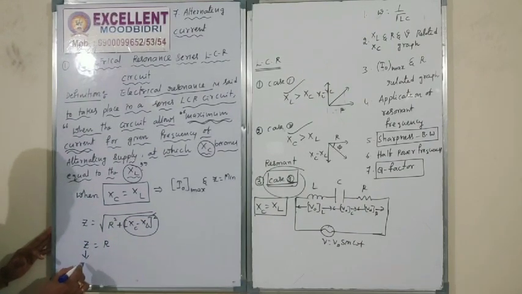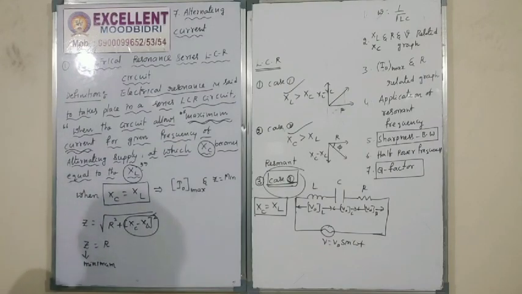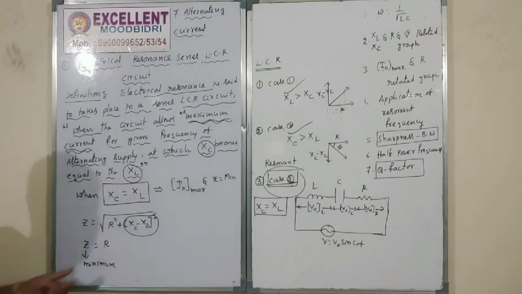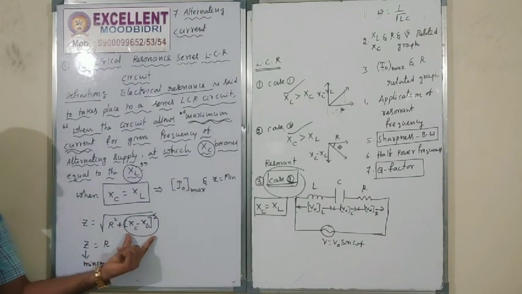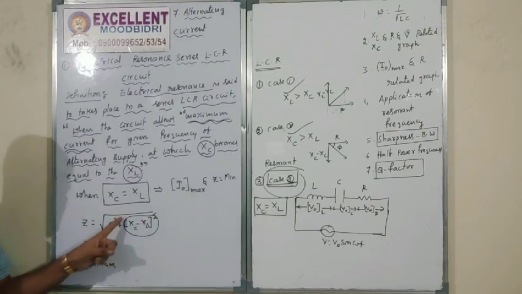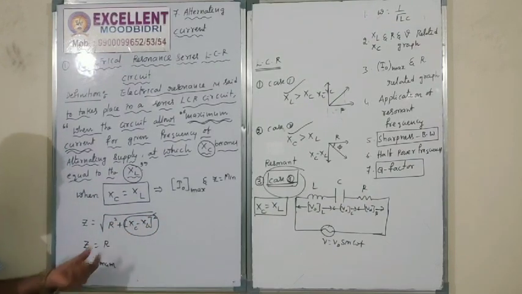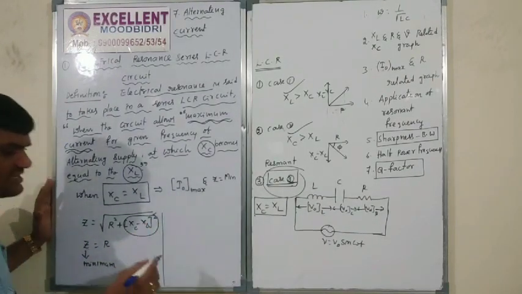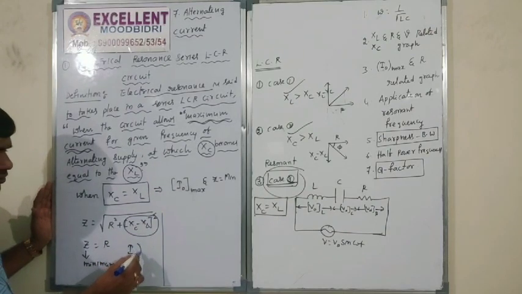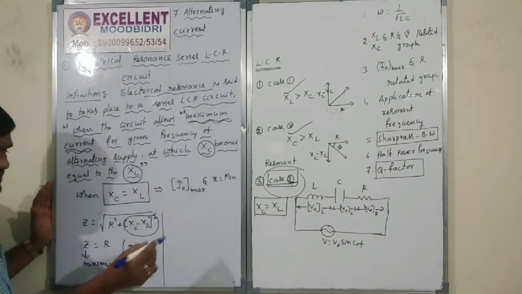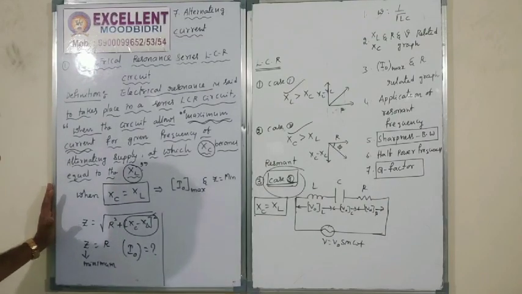That means here the Z value is minimum. Why? Because it is R square plus this value, which somewhat increases it. But this value is completely 0, so the Z value becomes minimum. When Z becomes minimum, what happens to the I naught value? I naught value increases. And now you know the formula already.